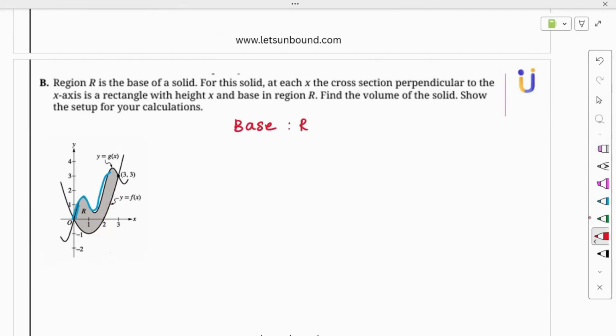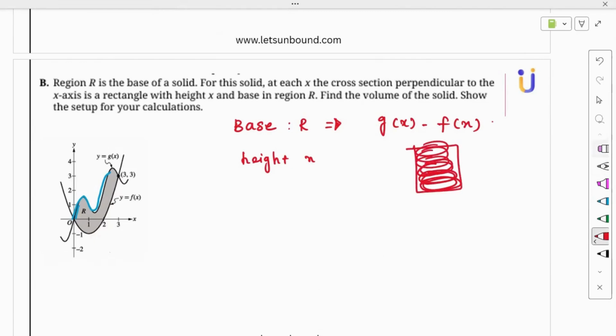Base is R means how can I get it in expression form, right? I need an expression form. We already did: base length is g of x minus f of x. And the height will be varying, depending on your x, and also the base will vary. Based on x, this value will also change. So volume is nothing but summing up all the areas. If I'm keeping a coin, all the areas you sum up, you will get a cylinder. So that's the concept. Volume is the sum of areas.